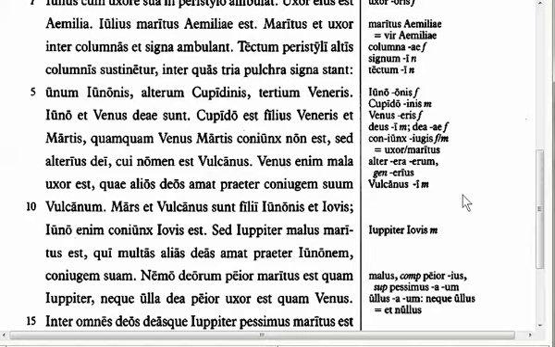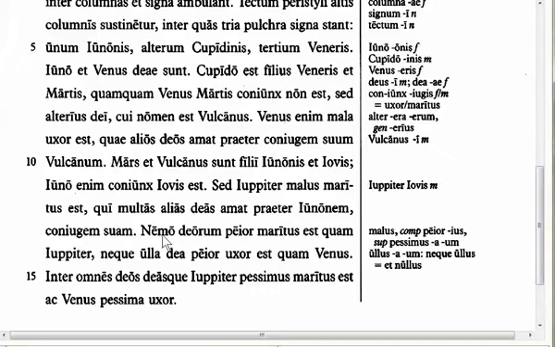Okay, the next feature I want to point out is in line 14, where we see: Nemo deorum peior maritus est quam Iuppiter, neque ulla dea peior uxor est quam Venus. So none of the gods is a worse husband than Jupiter, and there's not any goddess who is a worse wife than Venus. In the margin we see that neque ulla, and there is not any goddess, is the equivalent of et nulla, and there is no goddess worse. The Romans did not like to put et in front of any kind of negative word. That's why we have neque. Neque is just et non. They didn't like to say that, so they would say neque. And they also didn't like to say et nullus, because nullus was a negative word, so they would say neque ulla, or neque ullus.